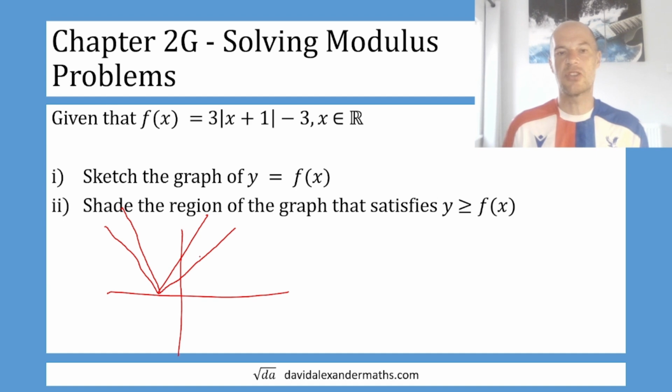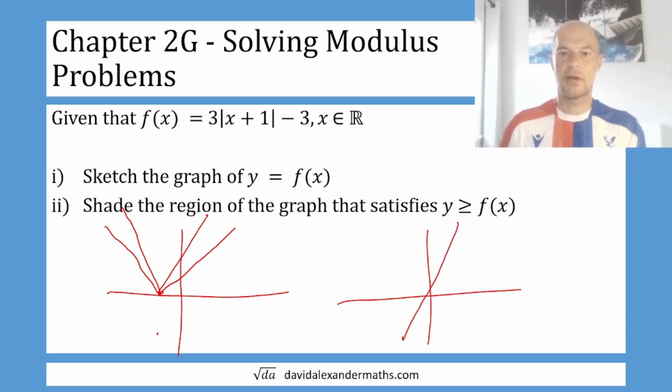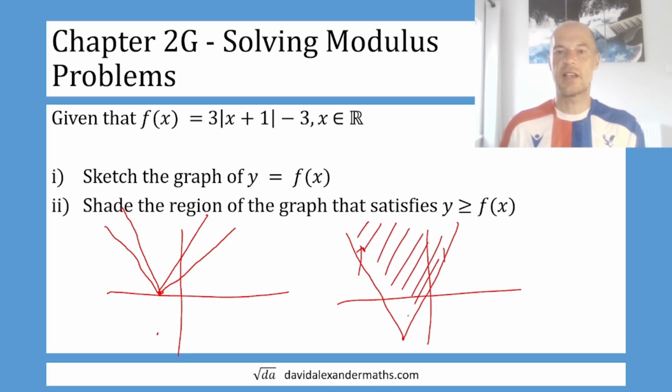We could have called that original line we drew the line of 3 modulus of x plus 1. And now I'm just going to drop it down by 3. So if I just draw this over here, this point here is now dropped down by 3. There we go. And where is y greater than the f of x? Well, that is going to be above this line. So this is the area that satisfies y is greater than or equal to the f of x.